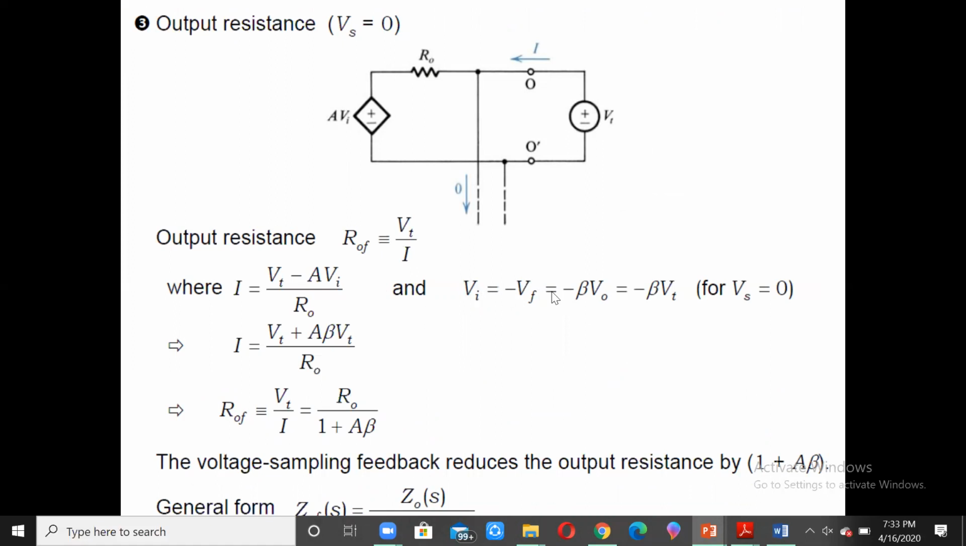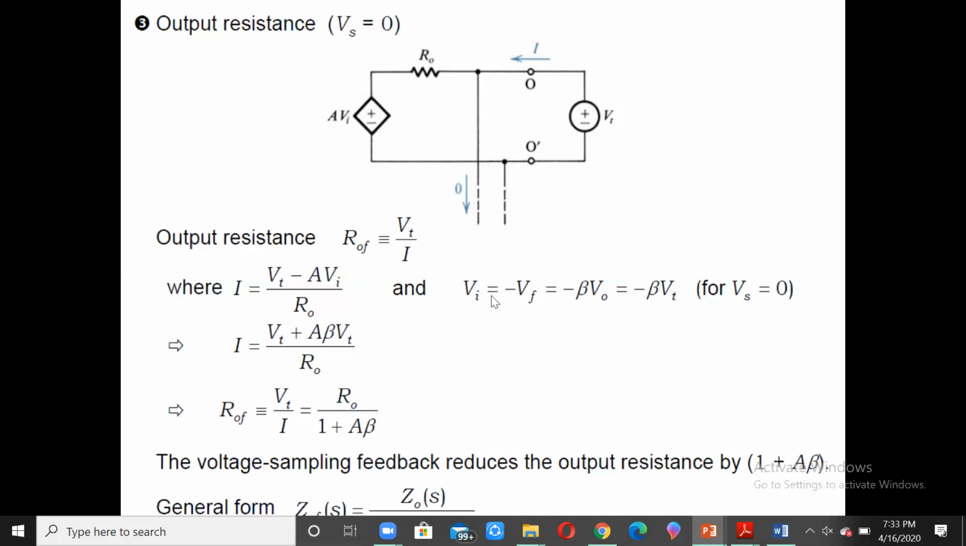Vi is equal to minus Vf, and Vf itself is equal to beta V naught, and the minus is as it is there. V naught itself is our Vt in this particular case. So Vi is equal to minus beta Vt. Now here the consideration is Vs is equal to 0, which we have chosen over here. Otherwise, we are not going to get this.